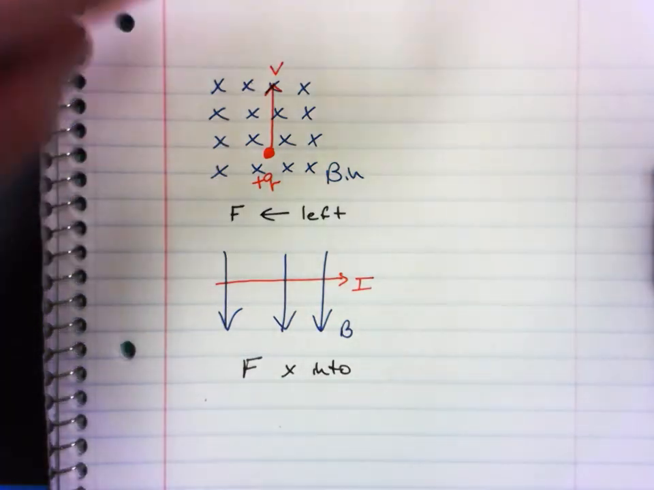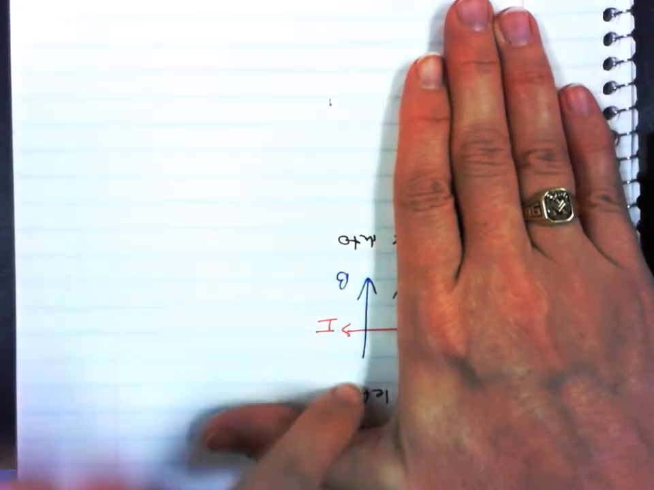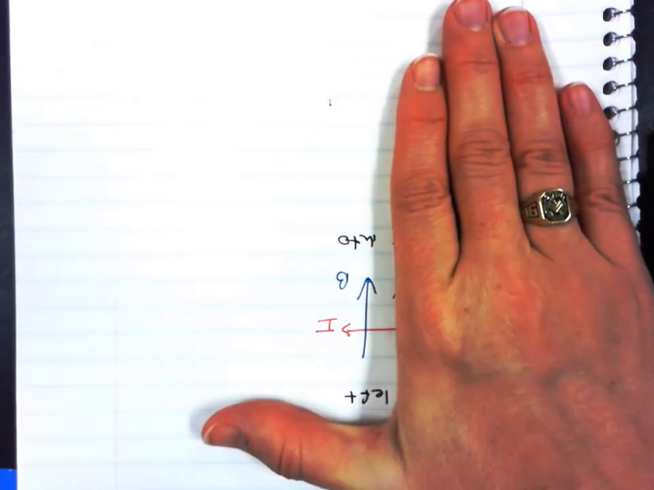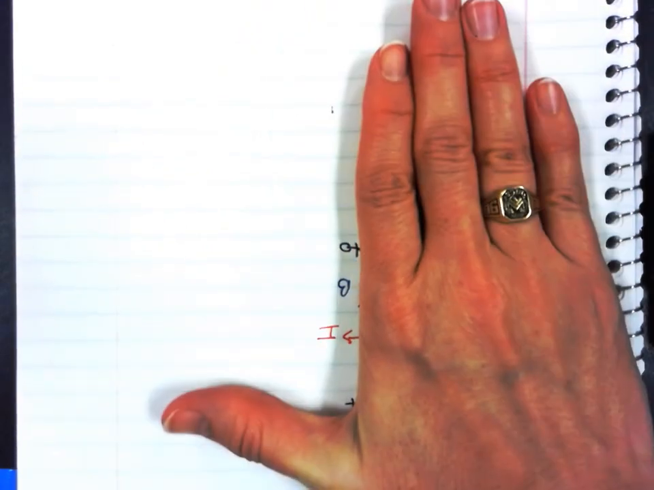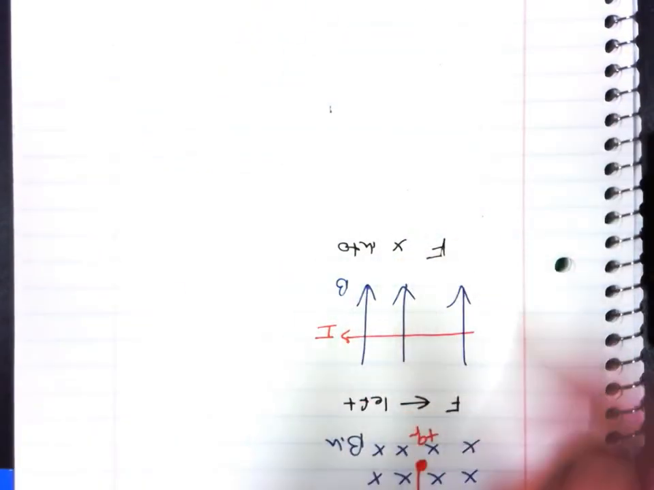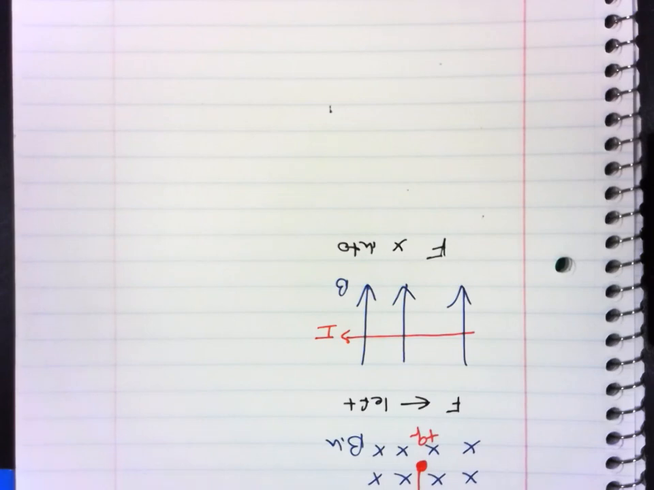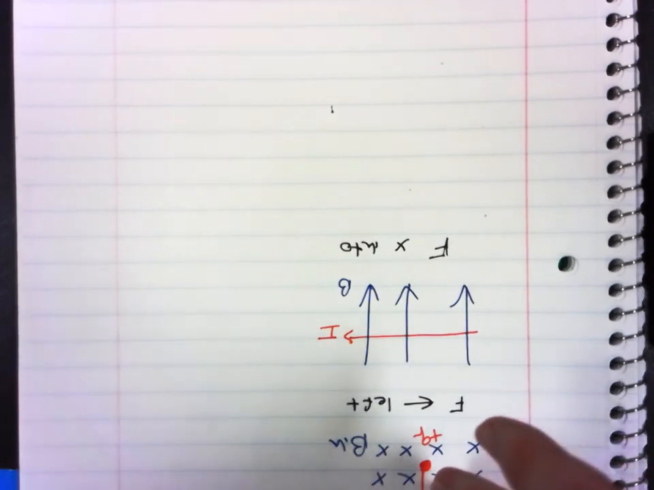You are welcome to turn your paper. If I turn my page around, oops, I hit the camera. If I turn my page around, I can match this one right there. I to the left on the paper, B to the bottom of the paper, but I see my force is into the paper. So my answer is into, even though it's upside down. I could do that on this question too.